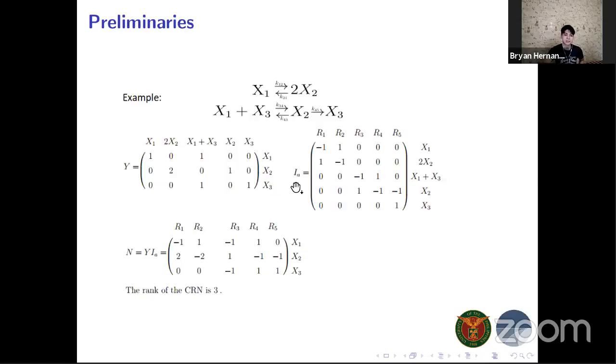And then I sub A is the incidence matrix. For a given reaction, you're going to write -1 if the corresponding complex is a reactant, 1 if the corresponding complex is a product, 0 otherwise. Now for the first reaction, x1 to 2x2, x1 is a reactant, so it's -1. And for 2x2, it's a product, so the entry is 1 and the rest is 0. And then you're going to do that for each reaction. The stoichiometric matrix is the product of this molecularity matrix and this incidence matrix. And the rank of the network is 3.